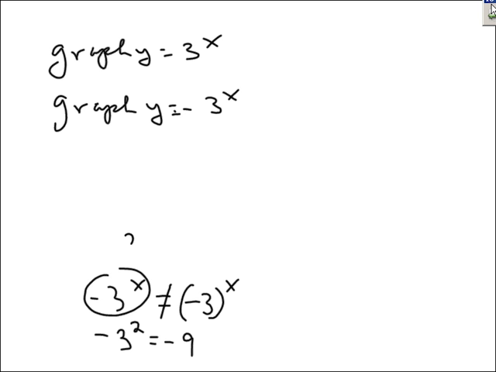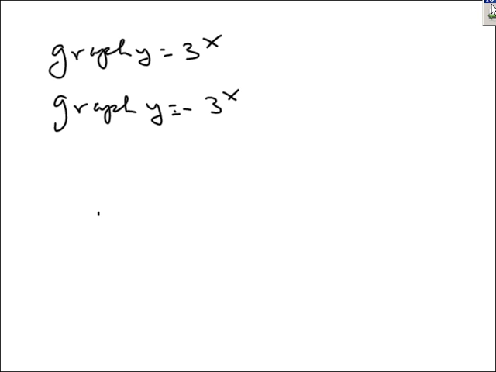This here is 3 to the x. And for different x's, you get some numbers. Now I put a minus sign in front of it. If this is 11, then it's negative 11. Then the whole thing is negative 11.